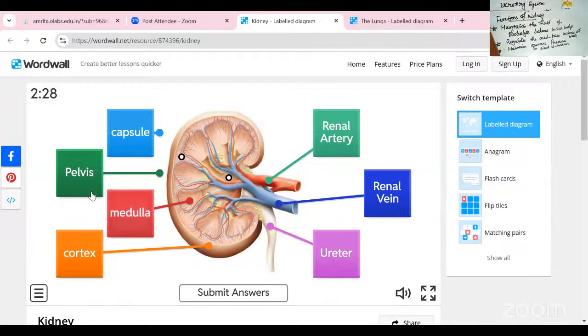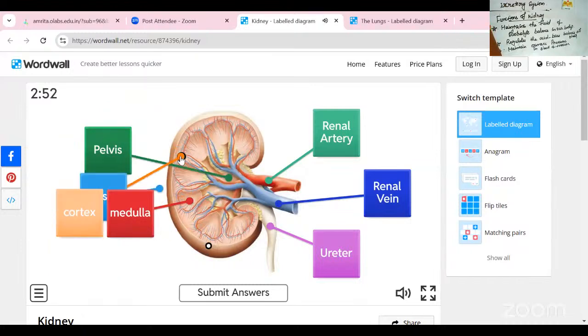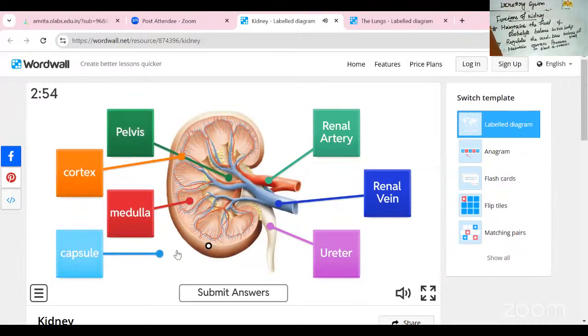Which is the pelvis part? The center part of the kidney. Yes, this is pelvis part. Yes, only one part is pending, that is capsule. Where is the capsule part? Capsule part. And then cortex part. Yes, I think this answer is wrong. This is cortex. This is capsule. Okay. So this is pelvis part.